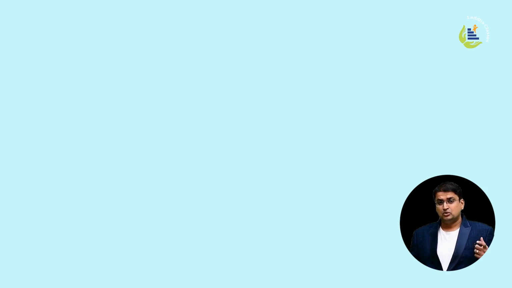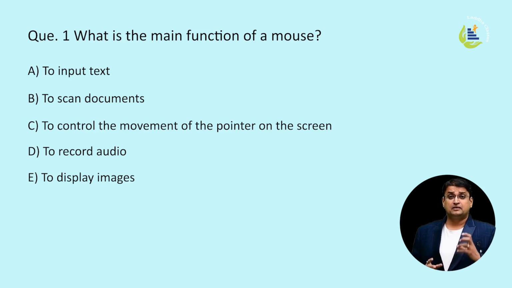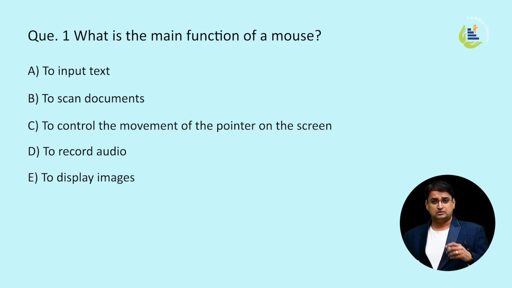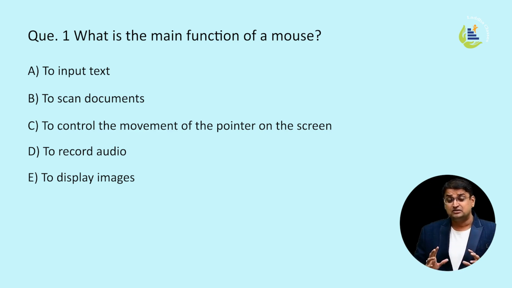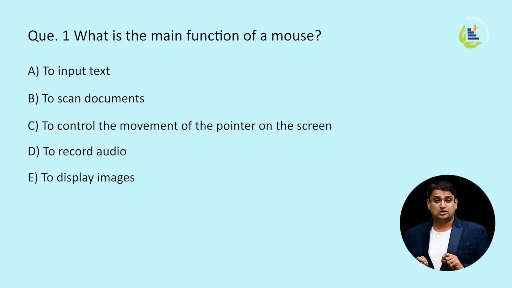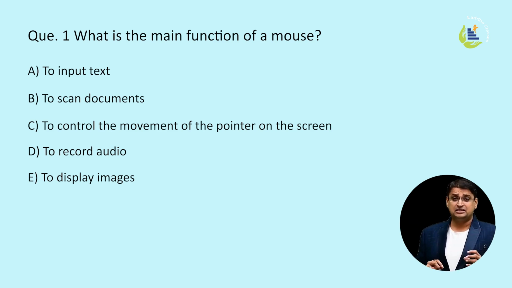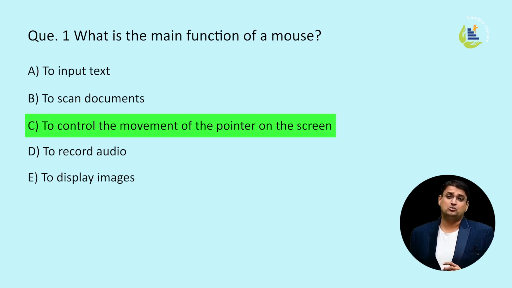Let's practice some questions of input devices. Question 1. What is the main function of a mouse? Options are to input text, to scan documents, to control the movement of the pointer on the screen, to record audio, to display images. Correct answer option is C, to control the movement of the pointer on the screen.